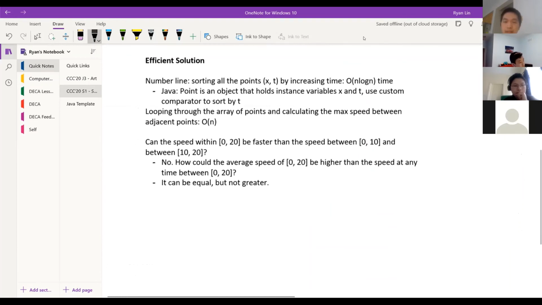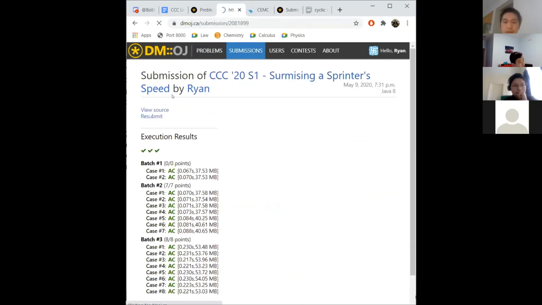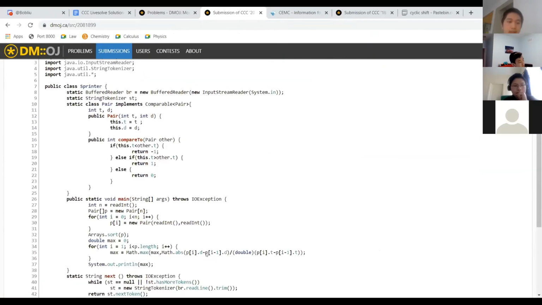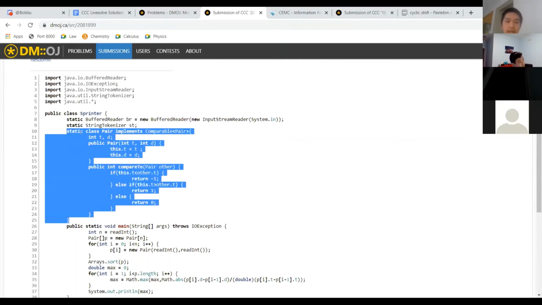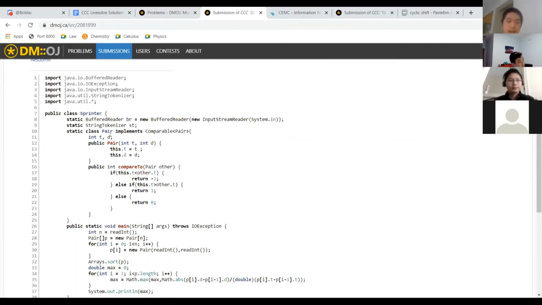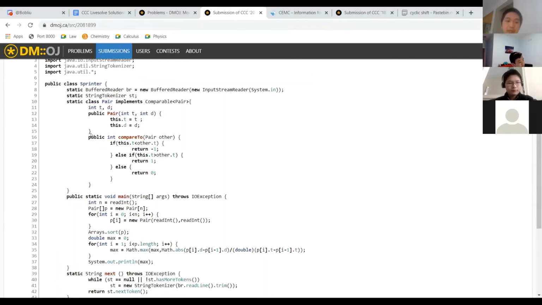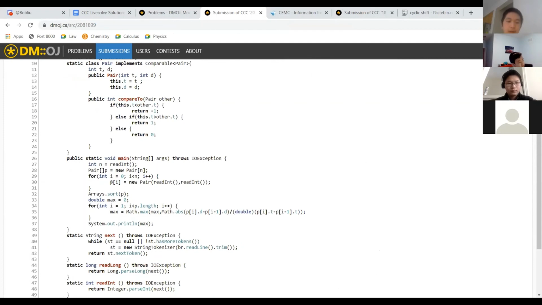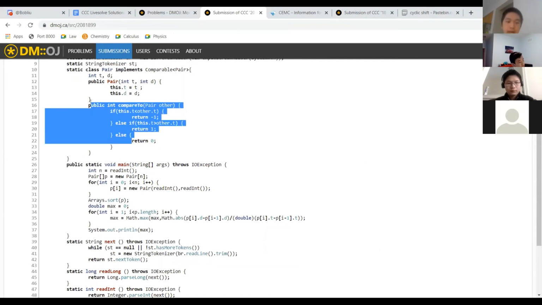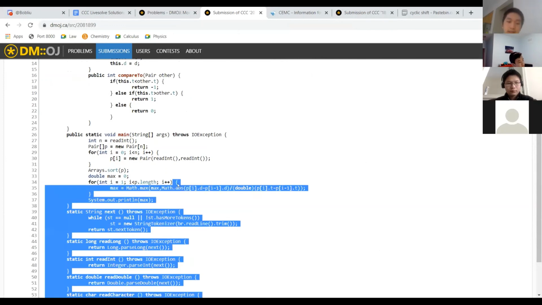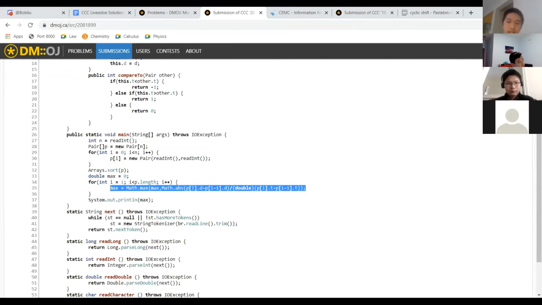So I'm just going to show you the solution that I got. I created a pair object, right? This is a point. It has a time, it has a position, which I call D, right? And we use comparators to sort it by time. We just create a new pair when we're reading it in, and we sort those pairs, which sorts them by time, right? And then I just calculate the speed between every adjacent pair, and then I find the maximum, and I just print out the maximum.